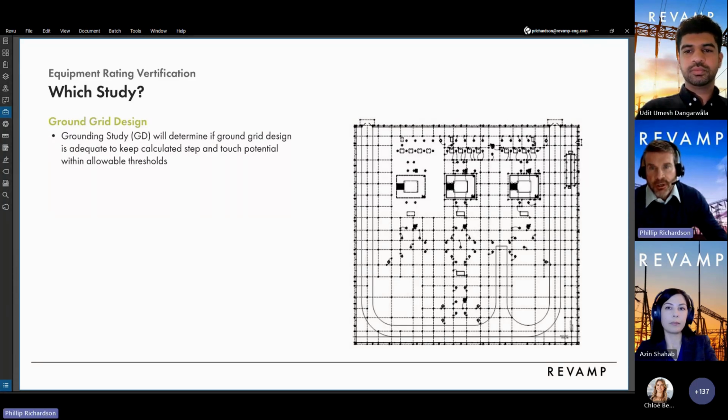Again, the grounding study will help determine the ground grid design, how much copper needs to go in the ground, the rock resistivity, how much rock you need, whether you need 2 inches of rock or 4 inches of rock. That study will help determine that.